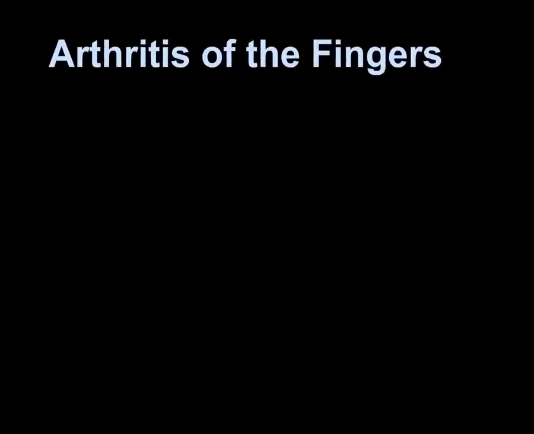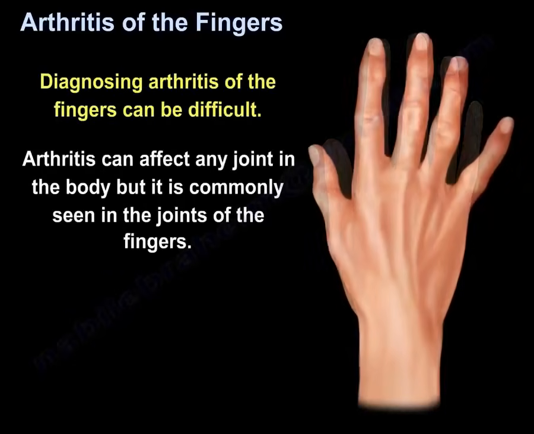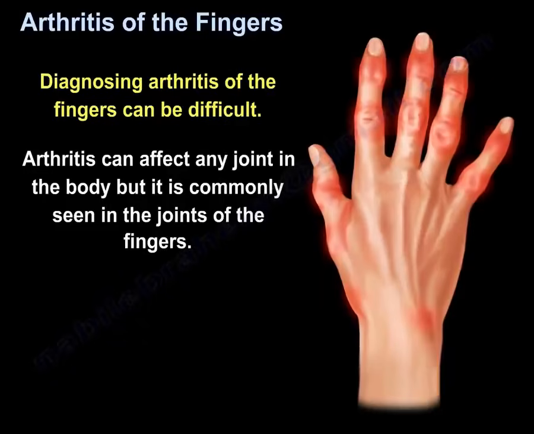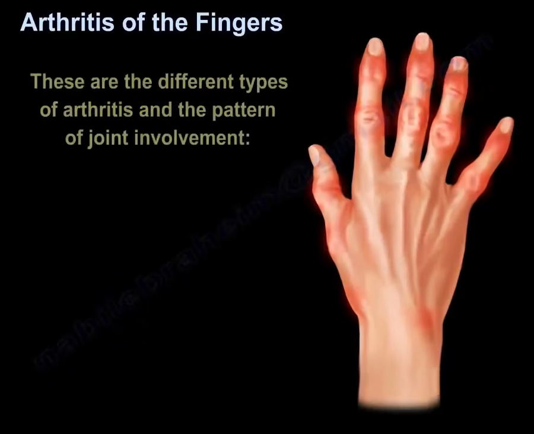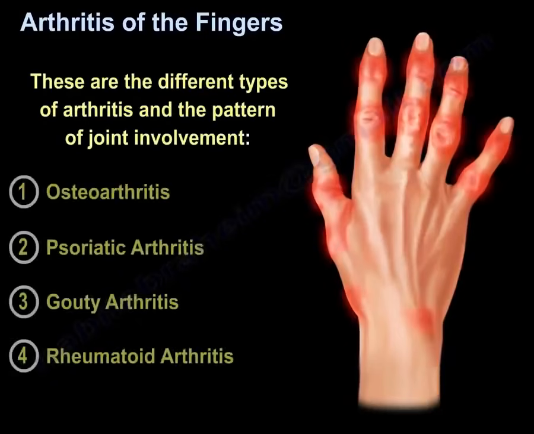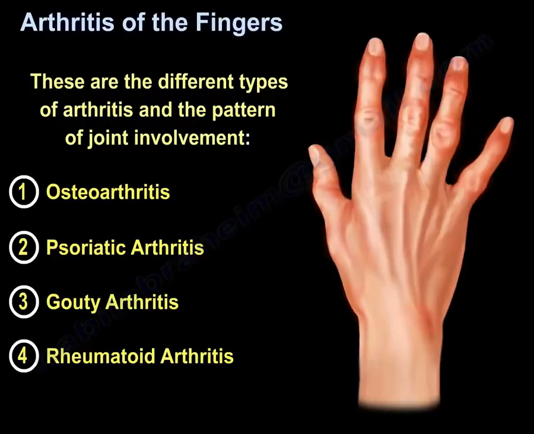Arthritis of the fingers. Diagnosing arthritis of the fingers can be difficult. Arthritis can affect any joint in the body, but it is commonly seen in the joints of the fingers. These are the different types of arthritis and the pattern of joint involvement: osteoarthritis, psoriatic arthritis, gouty arthritis, rheumatoid arthritis.